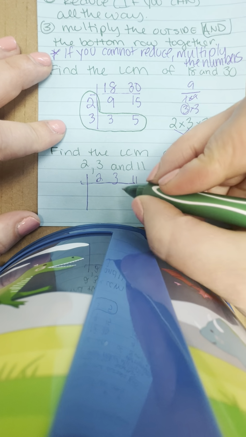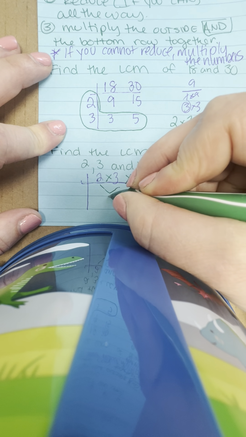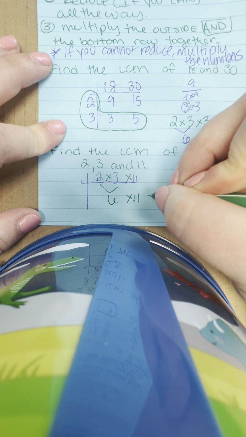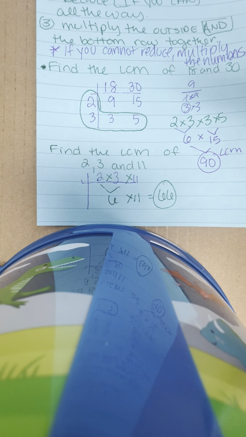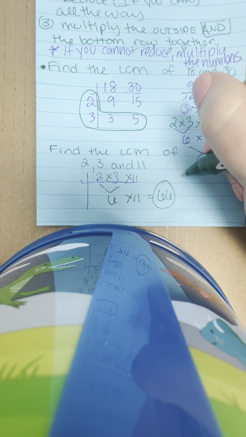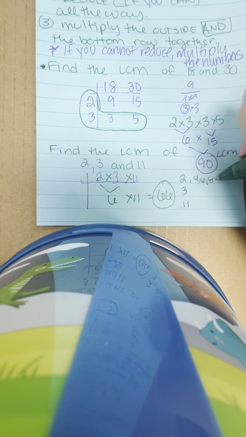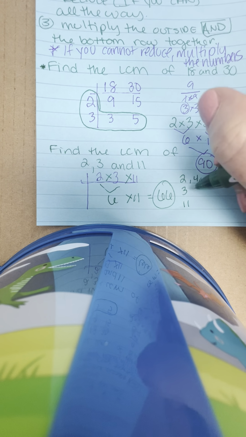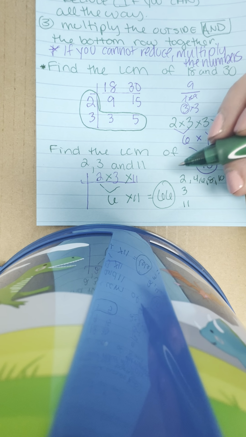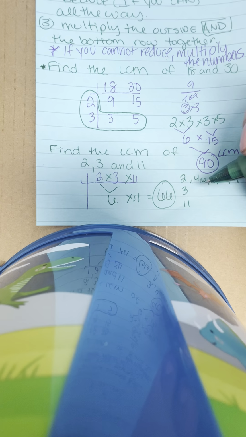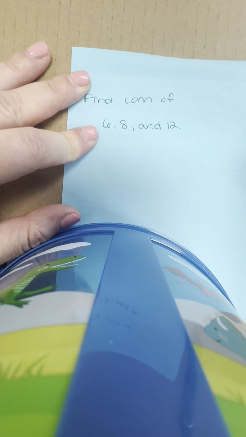So I'm going to do this. 2 times 3 is 6. 6 times 11 is 66. I'm done. Now think about it. Old school method, you would have to write 2, 3, 11, and you'd be like 2, 4, 6, 8, 10, 12, all the way up to 66. Okay? What would you prefer? All right. I think we all know the answer. I think you guys would prefer this method.